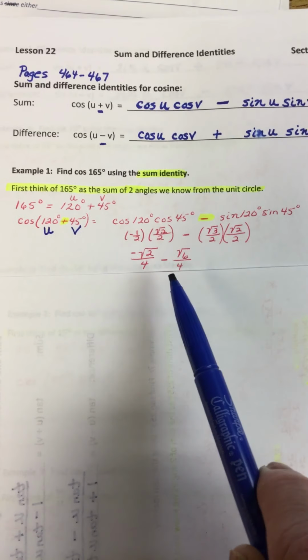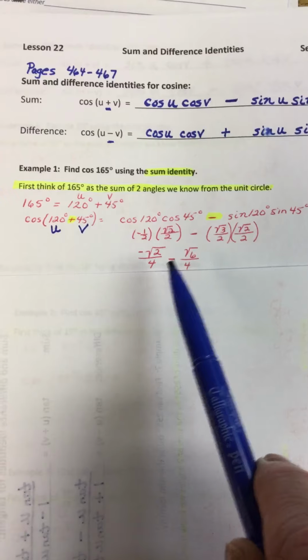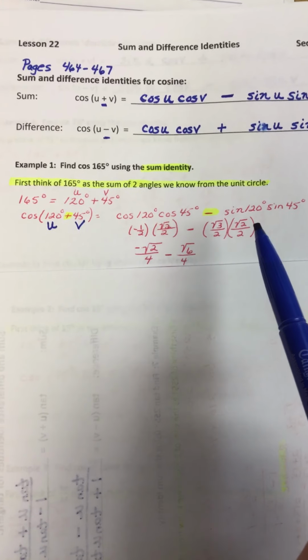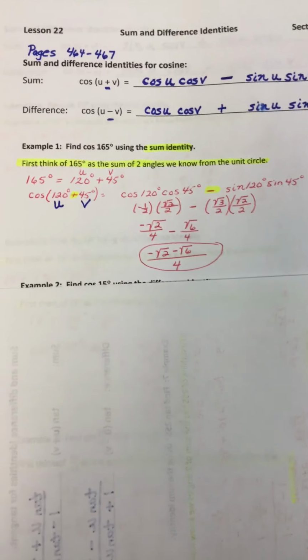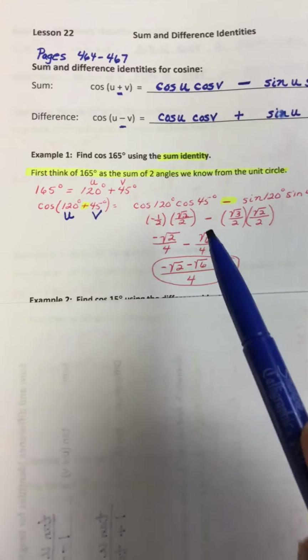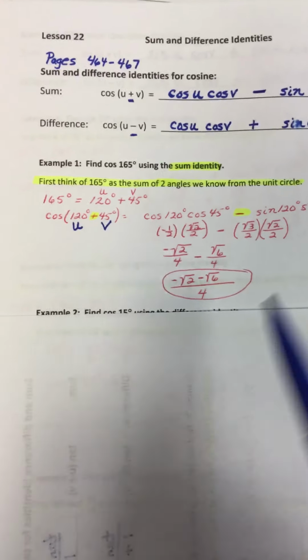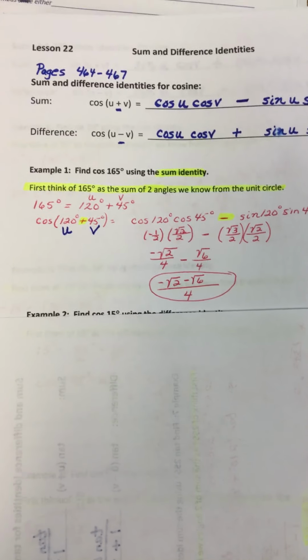Again, 2 times 2 is 4, the denominator. There's that minus sign. Square root of 3 times square root of 2 is the square root of 6. And then I could just simplify that by putting it in one numerator. So square root of 2 minus square root of 6, all of that is over a 4.